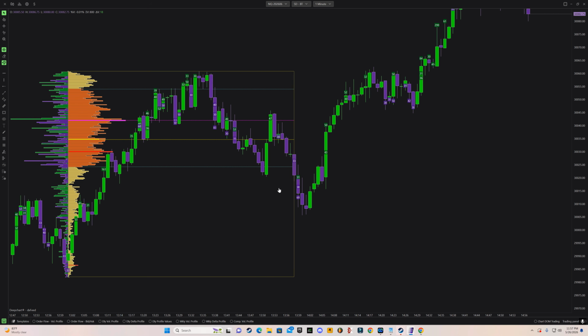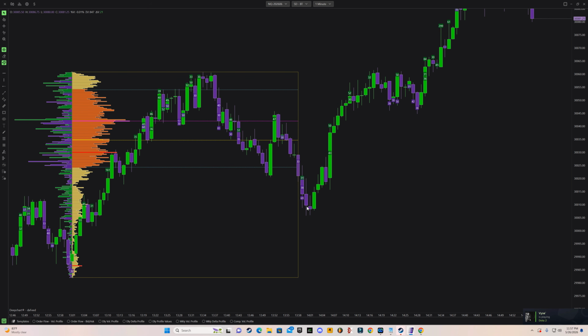Level 2 absorption is when we dip below the value area low. You can see we have a lot of aggressive sellers coming in, but price immediately reclaimed above the value area low. So aggressive sellers came in, but from here they didn't get a follow through. They stopped, or they got absorbed, right? There was a big buy limit order that absorbed all these aggressive sellers.